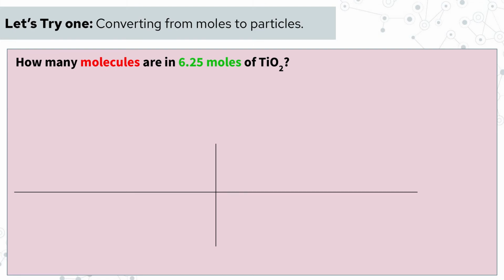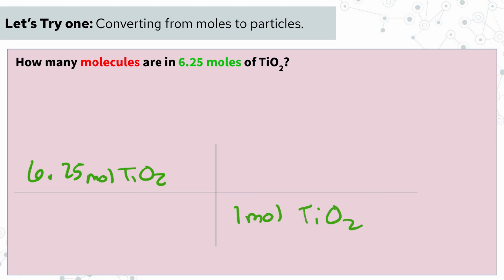So converting from moles to particles. How many molecules are in 6.25 moles of titanium oxide? The difference between this and the lessons on converting grams to moles and moles to grams is that there you first had to calculate the molar mass. Going from moles to particles or particles to moles, you don't need the molar mass. We're given 6.25 moles TiO2.